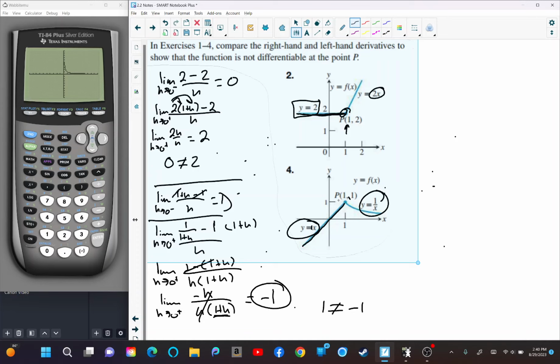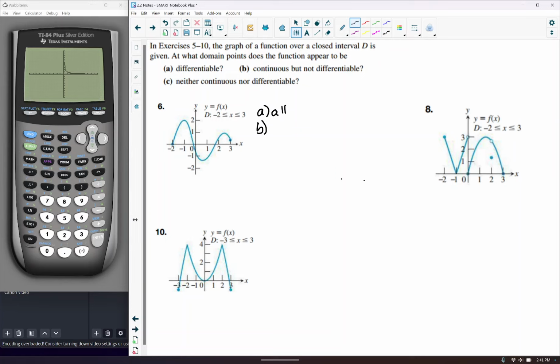At what domain points does the function appear to be differentiable? So for number 6, it's just a nice smooth curve. So all values, it's differentiable. B, continuous but not differentiable. We're talking about corners and cusps. We're continuous there, but not differentiable. So none for this one. There are no corners, no cusps.